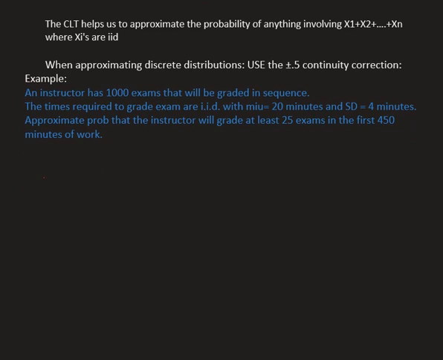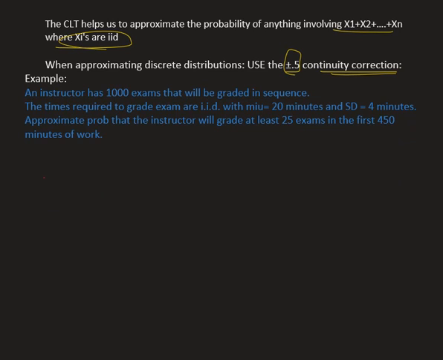Now, the CLT helps us to approximate the probability of anything involving X1 + X2 + ... + Xn, where the Xi's are IID random variables. When approximating discrete distributions, use the plus or minus 0.5 continuity correction.